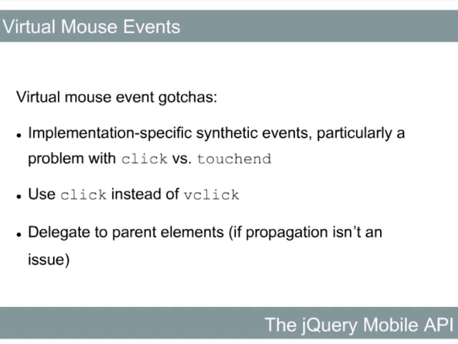The easiest way to fix it is to just bind a click instead of vclick, because that's straight up that. That's the solution that's recommended by the jQuery Mobile team. I've also found that if you don't care about event propagation, you can delegate your listeners to parent elements, and that seems to help too. It kind of depends upon your situation, but this is sort of a rare gotcha, but it happens.